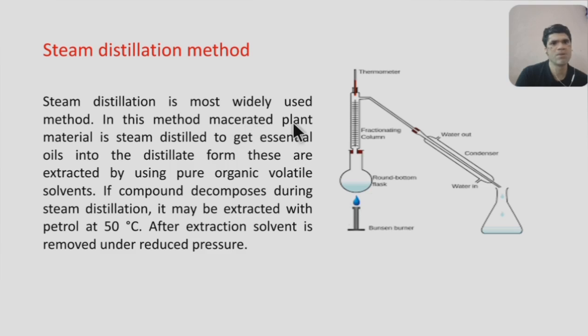So plant material is macerated and then filtered to remove plant material, and then it is distilled to get terpene as well as water, which can be separated by using a solvent extraction funnel.